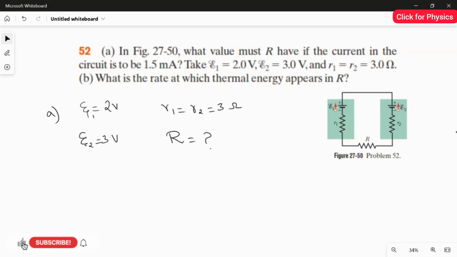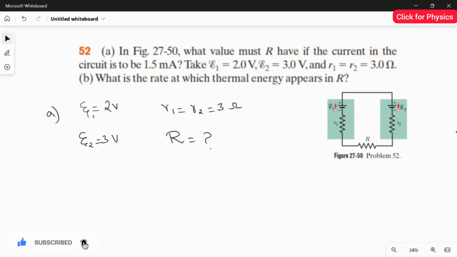Now, if you want to find the answer for this capital R, you have to apply the loop rule or Kirchhoff's voltage rule. What you studied in the theory: the algebraic sum of the EMF is equal to the algebraic sum of the product of the resistance and its respective current. So we are just going to apply that rule. On one side, I'm going to take all the EMF, and on the other side, I'm going to take the product of the resistance and its respective current.